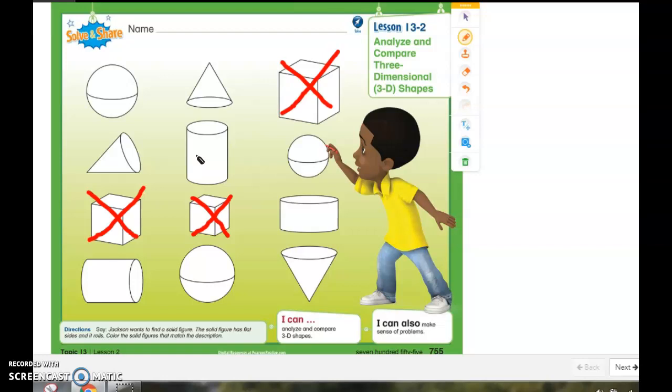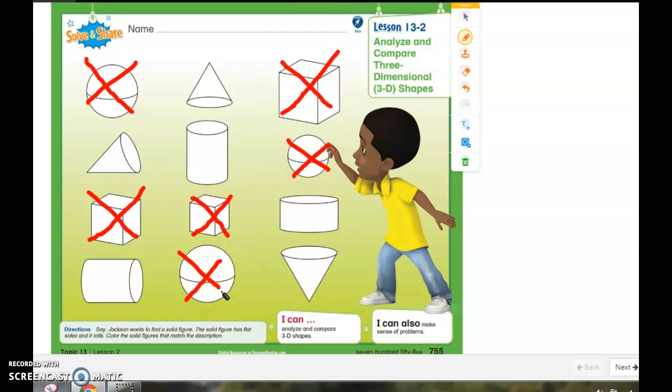Which figures are we looking at? Which 3D shapes don't have any flat shapes? Those are the ones we're going to cross out. Which ones don't have any flat shapes or sides? The spheres. There's nothing flat on those spheres. So we're going to cross them out too. Okay? They are not what we want. So now, look at what we have left.